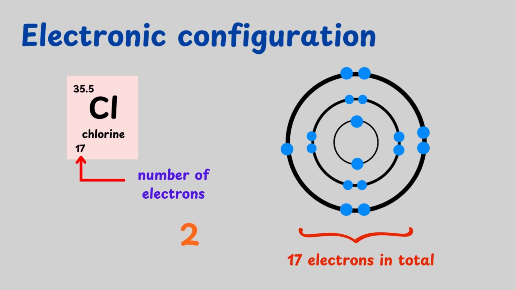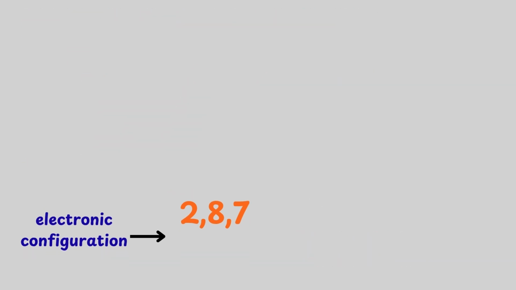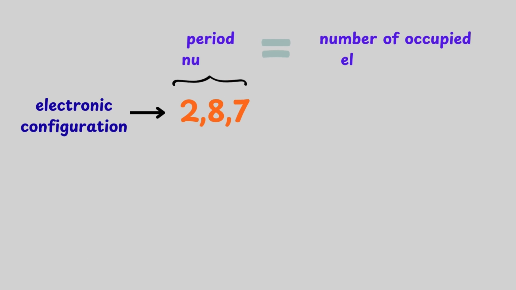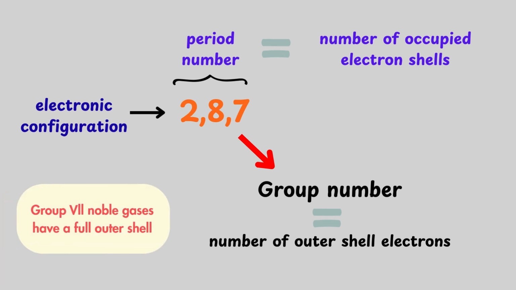To write the electronic configuration, state the number of electrons in each shell from the inner shell separated by commas. Using this electronic configuration, there are 3 numbers, which tells us the period number and the number of occupied electron shells. The final number is the group number, or the number of outer shell electrons. Therefore, the group 8 noble gases will have a full outer shell.